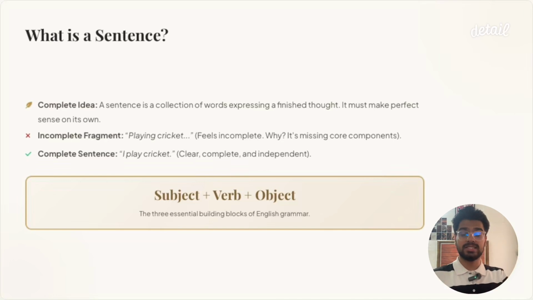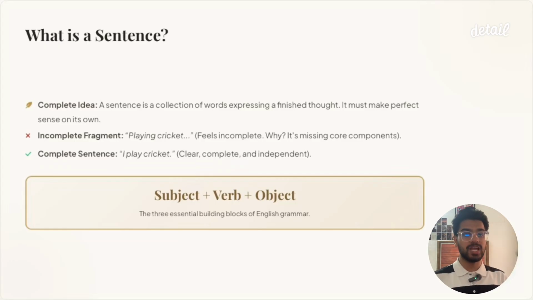So, a sentence is a group of words that expresses a complete idea. It must make sense on its own. For example, I play cricket. This is a complete sentence. But if I say playing cricket, it feels incomplete. Do you know why? Because it's missing its core components. So what are the core components of the sentence? Subject, verb, and object. These are the three essential building blocks of English grammar.